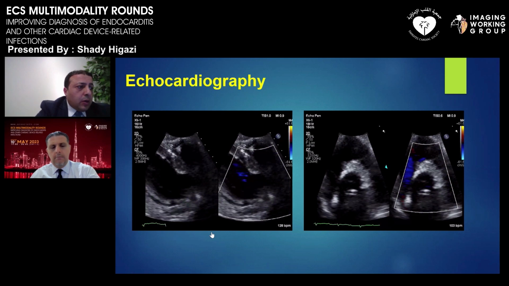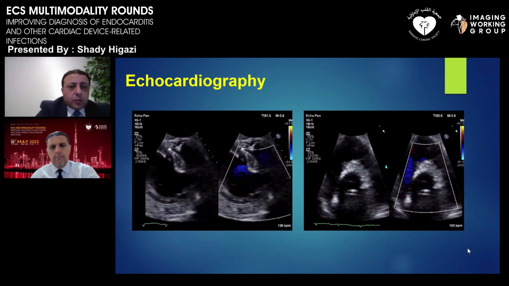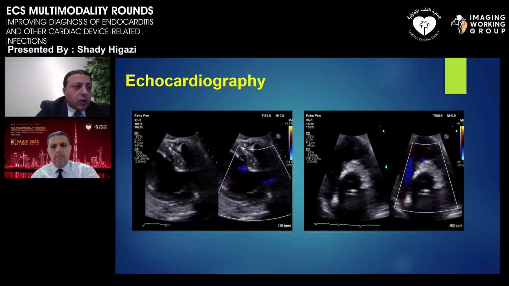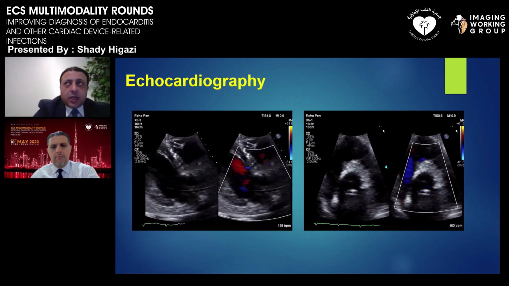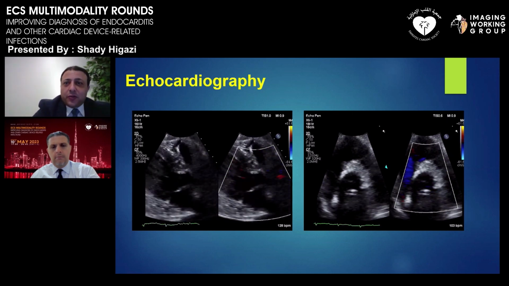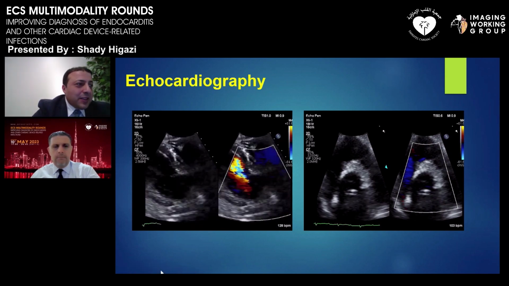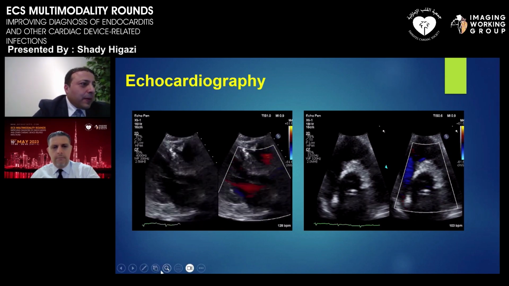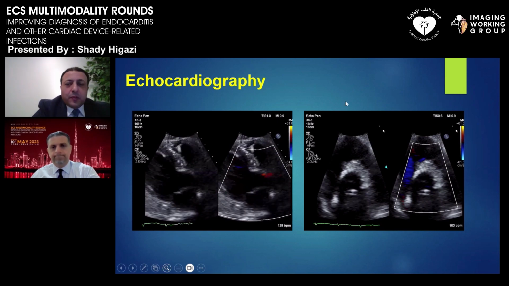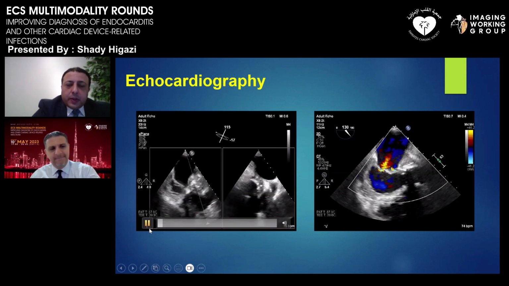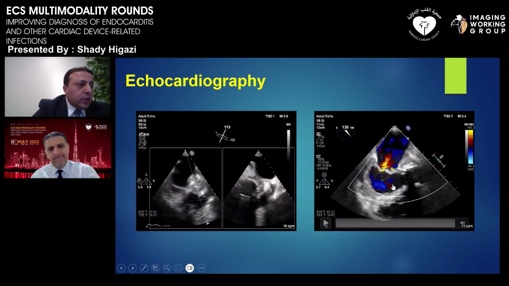So we tried to see what second modality we can use. Asking Dr. Khalil, is transthoracic echo at this point enough for the diagnosis of prosthetic valve endocarditis? No, of course, as we said, this carries very low sensitivity, so we need to proceed with TEE. There you go, you got it. Yeah, so this is what we think about.